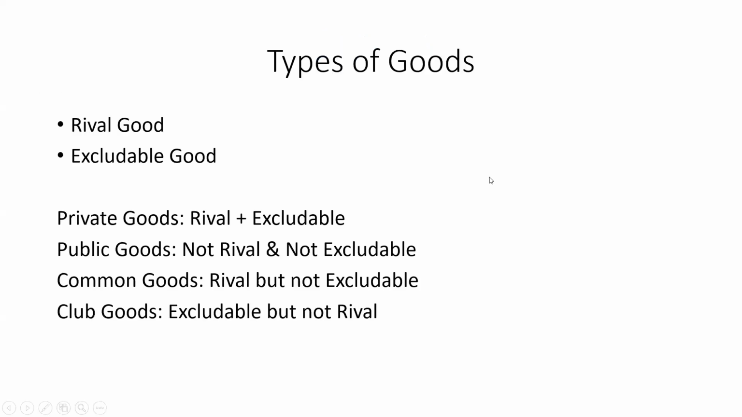So now we are going to move to one last part. Are you ready? So this is about the type of goods. Rival goods, excludable goods, and based on those two, we categorize them as private goods, public goods, common goods, and club goods. So let us look at this part together and conclude our revision lecture. So any good is said to be rival in nature if we have to compete for it.